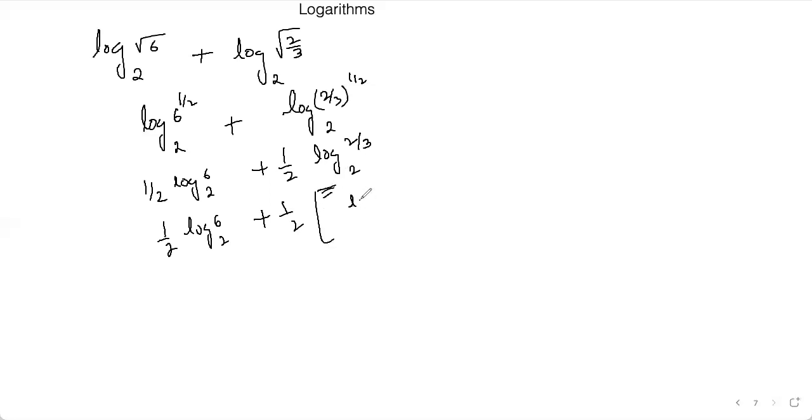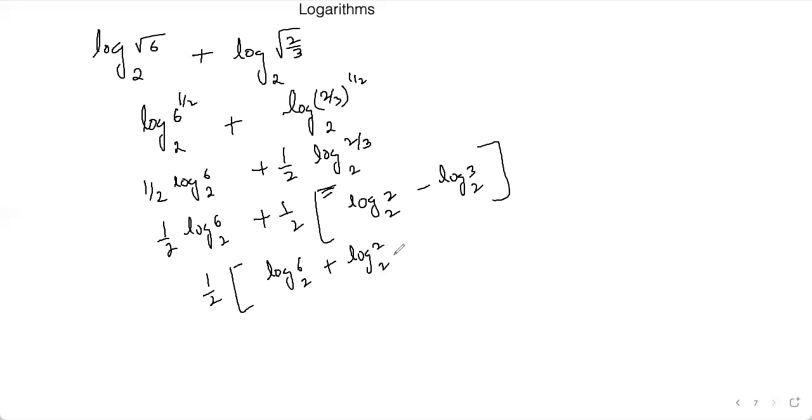So this is log 2 to the base 2 minus log 3 to the base 2, right? Yes, sir. Now let us take half as common for both. So this will be log 6 to the base 2 plus log 2 to the base 2, and minus log 3 to the base 2.